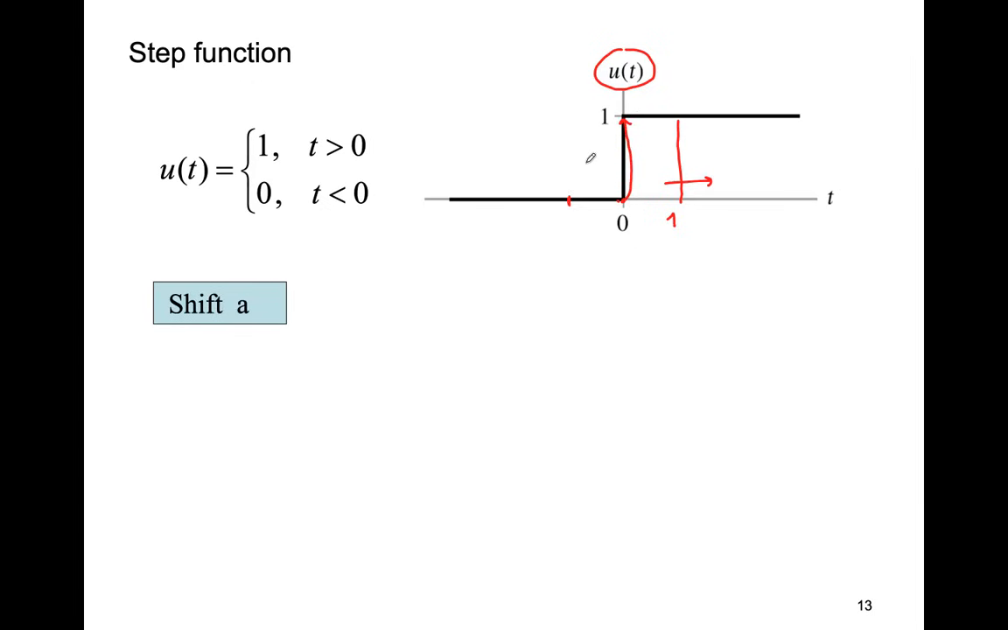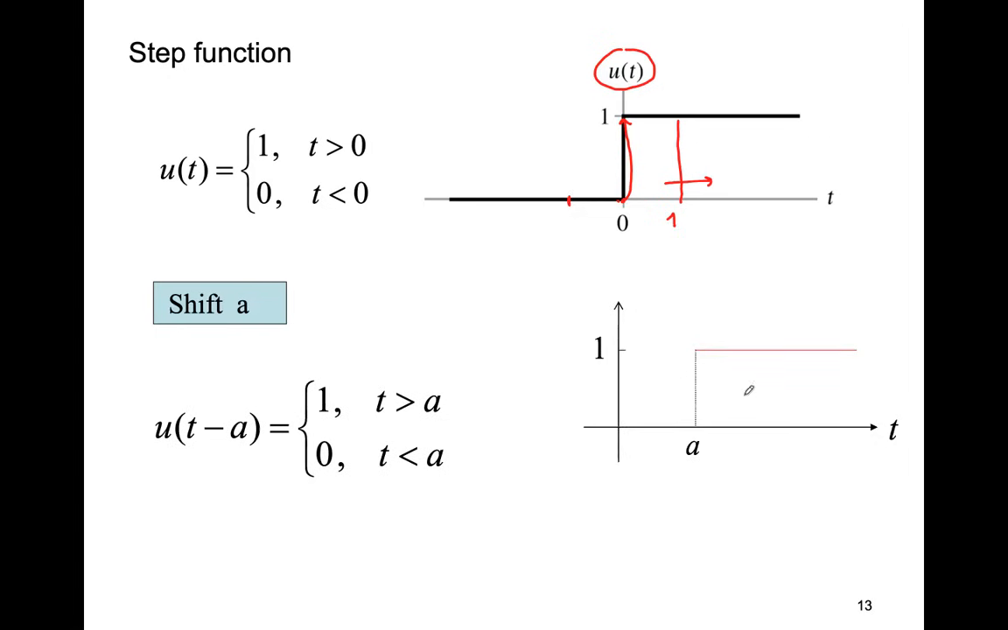If we shift this signal, then it will be like that. What does it mean? Shift means kaydırmak. If I shift my step function by a seconds, then after a seconds, all the values will be 1, and before a seconds, all the values will be 0. That's critical here. So I want you to understand the main ideology behind the step function.